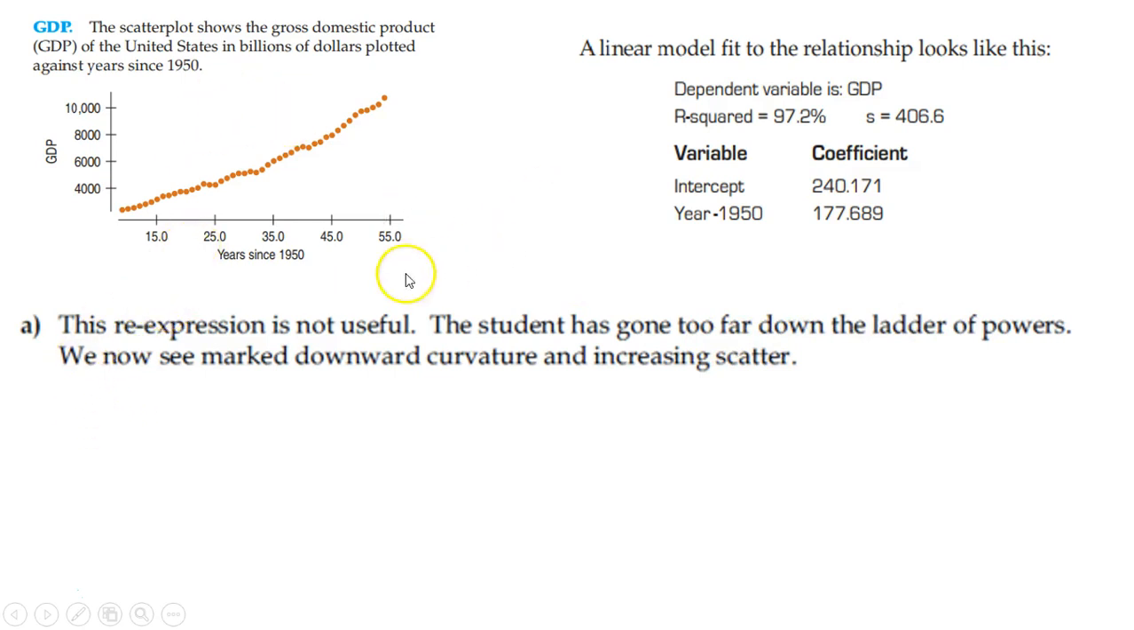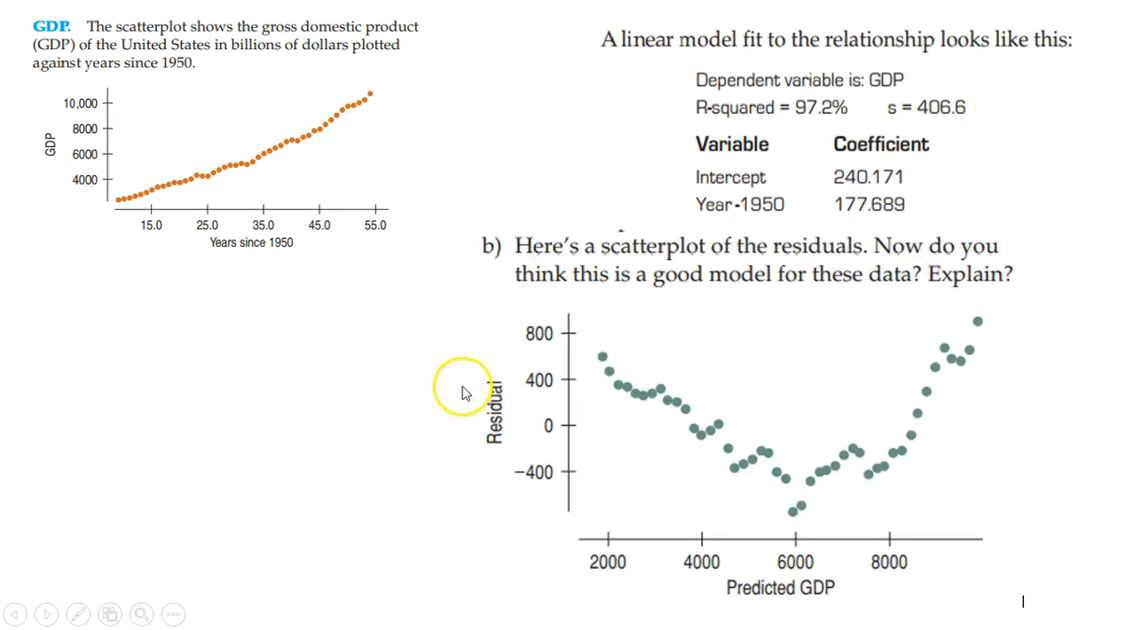All right, meaning when we're looking down there trying to figure out the ladder of powers that we went over, are we doing logs of both? Are we doing a log of one? Are we doing square roots? Are we doing reciprocals? We now see marked downward curves and an increasing scatter, basically, is what we're getting at, right? So take a look here.